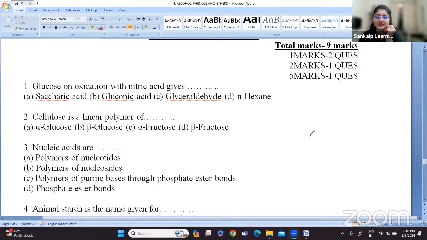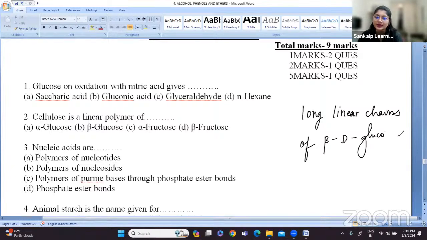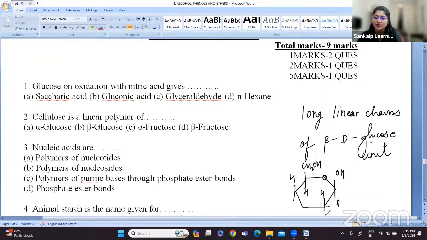So how is it formed? It is formed with long linear chains of beta D glucose, and these beta D glucose units are linked. How is the beta D glucose unit? Beta means this is H, this is CH2OH, H, then here will be your oxygen. This will be OH, H, this will be H, OH, this will be OH, H, and this will be OH.